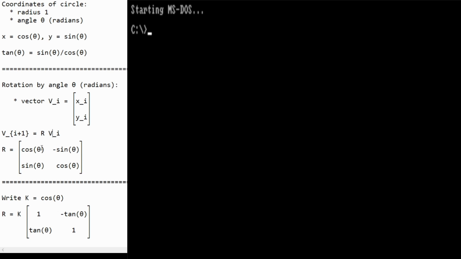So let's do that. Cos theta divided by cos theta is 1. Minus sine theta divided by cos theta is minus tan theta. Remember, tan is just this quantity that we defined up here. Sine theta divided by cos theta is tan theta. And again, cos theta divided by cos theta is 1. So when we pull this factor cos theta out the front, this is the matrix we're left with. And it's simpler because it has two 1s in it. And so when we go to use this matrix, multiplication by 1 is trivial. So we've made things easier.